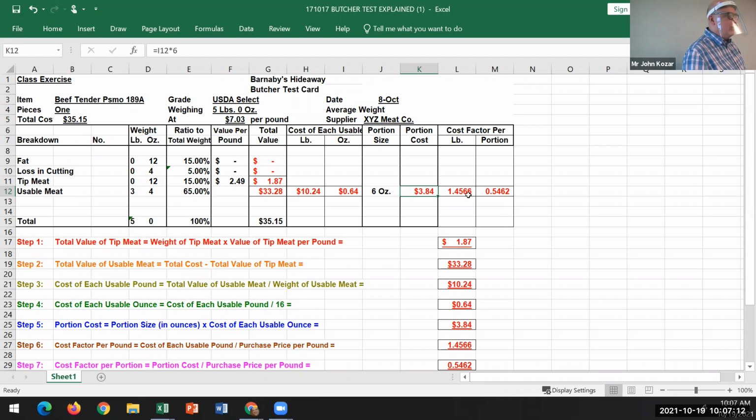Then to calculate these cost factors, we're looking at cost factor per pound and proportion. We take the cost of each usable pound and compare that to the purchase price. If we divide the cost by the purchase price, we get 1.4566. Same thing for the portion cost: take the $3.84 and divide it by $7.03, and you get 0.5462.